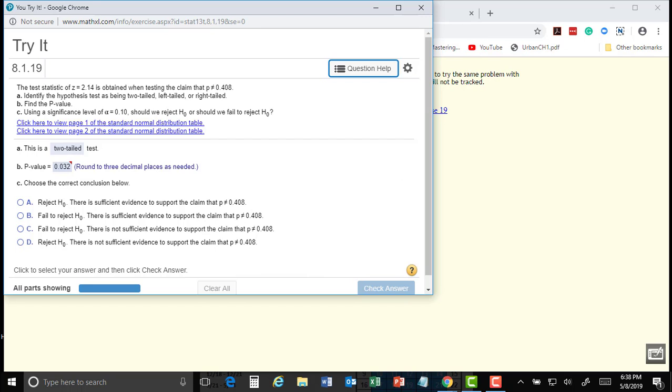So if I do not reject, I get: fail to reject, there is not sufficient evidence to support the claim of 0.40. Well, you are failing to reject, right? Or if you want to think about it, you are accepting that they're equal to 0.40. Remember, our null was that rho is equal to 0.408, and the alternative, I say rho but I mean proportion, is not equal to 0.408. We failed to reject the null, which means we don't find sufficient evidence to accept the alternative.